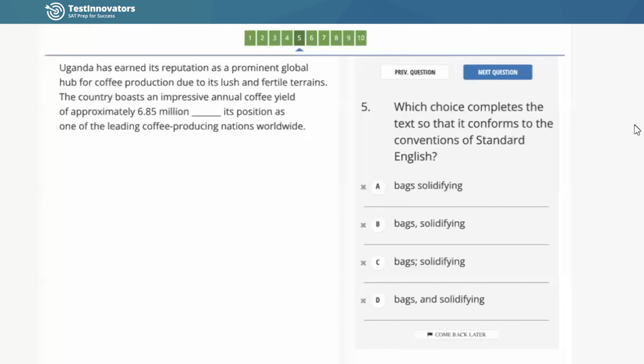Today, let's take a look at a boundaries question. These types of questions can test your knowledge of punctuation at the end of a sentence or within the sentence. When I say punctuation, I am specifically referring to periods, commas, semicolons, colons, and on rare occasions, dashes, as these are the punctuation marks you're likely to see on the digital SAT.